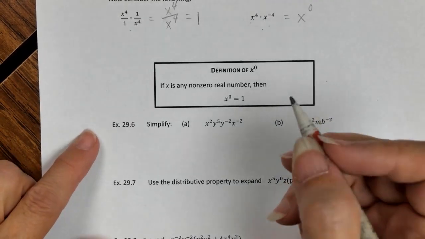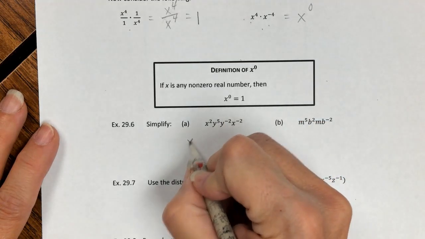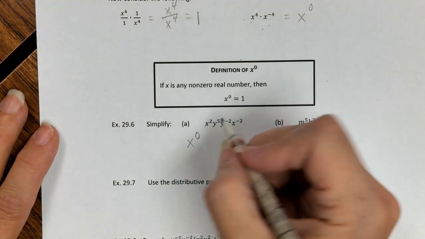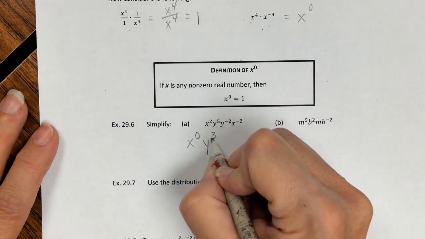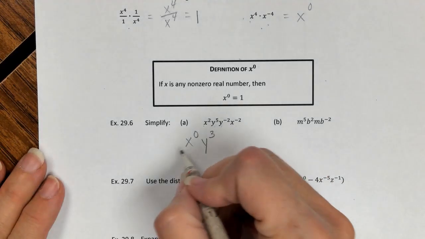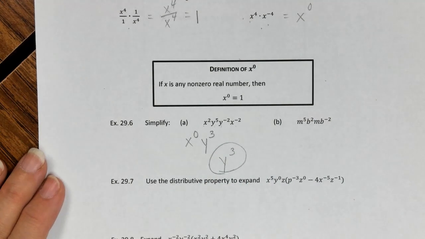So we're going to simplify these things, still using the product rule. For x here, we have a 2 and a -2. And for y, we have 5 minus 2 is 3. You would never leave your answer like that. That's not completely simplified, because we know x to the 0 power is equivalent to 1. This is 1 times y to the 3rd, which is just y to the 3rd.